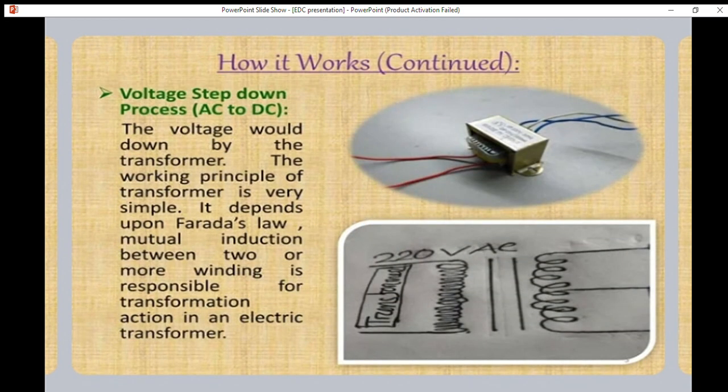Moving next to the working. First, voltage step down process, AC to DC. The voltage would be stepped down by the transformer. The working principle of transformer is very simple. It depends upon Faraday's law of mutual induction between two or more windings, which is responsible for transformation action in an electric transformer.